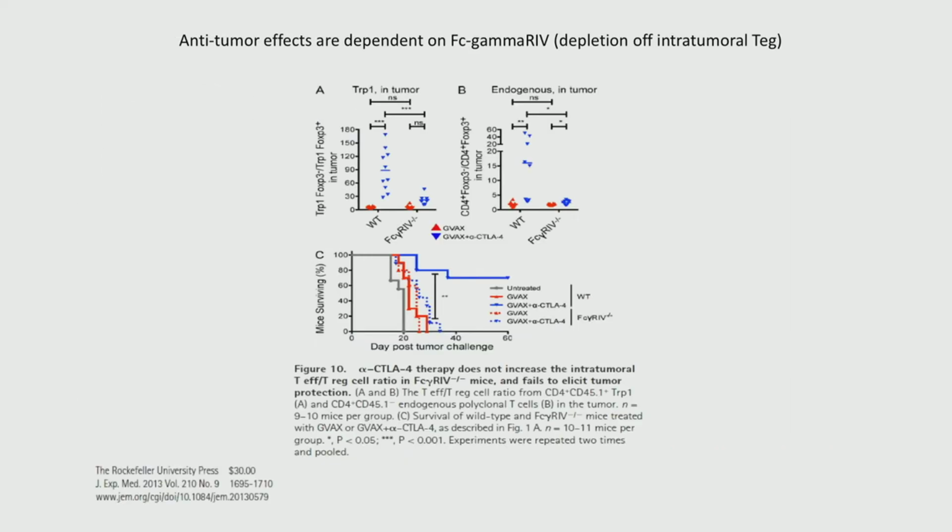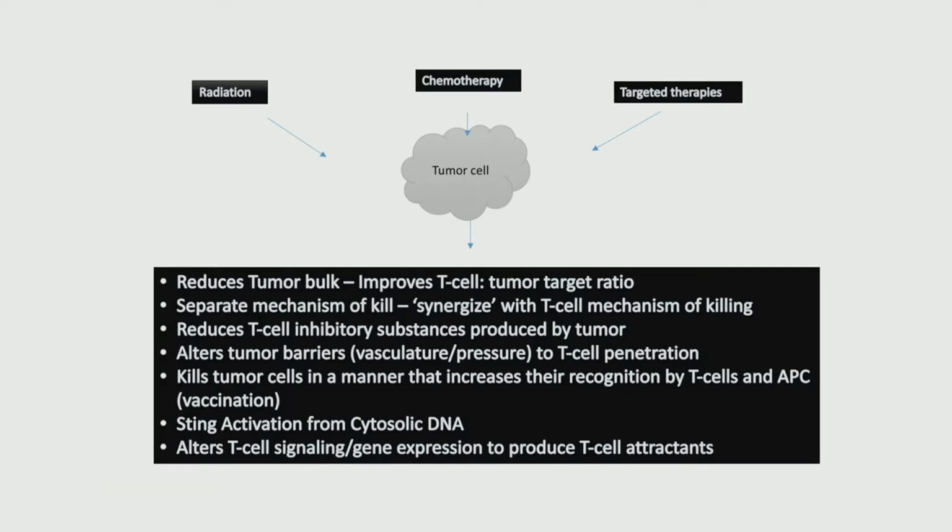These last two slides, which I'll skip over because it's late, really just go to show that at least in the animal models, it's very important to eliminate Tregs. That's what CTLA-4 seems to be doing, and if you don't eliminate Tregs, you lose a lot of the anti-tumor activity of anti-CTLA-4. So this is a long way of saying that CTLA-4 does a lot of things.